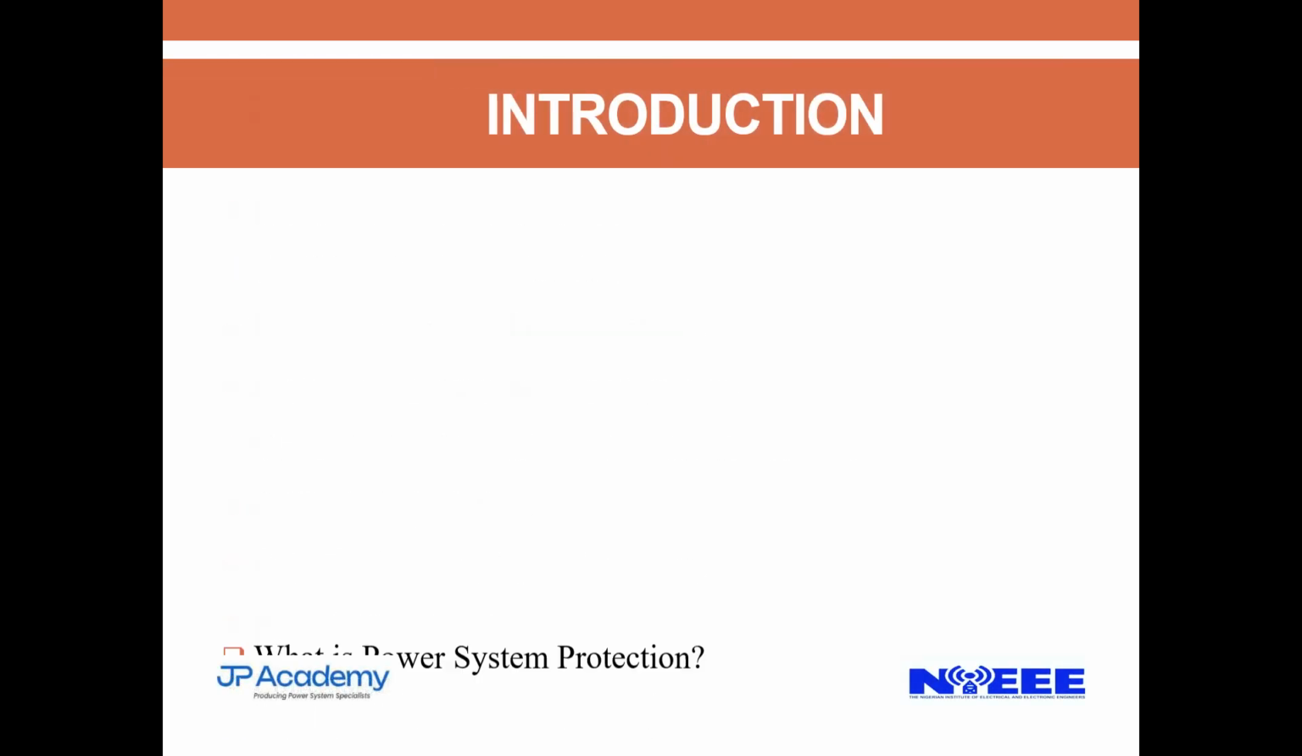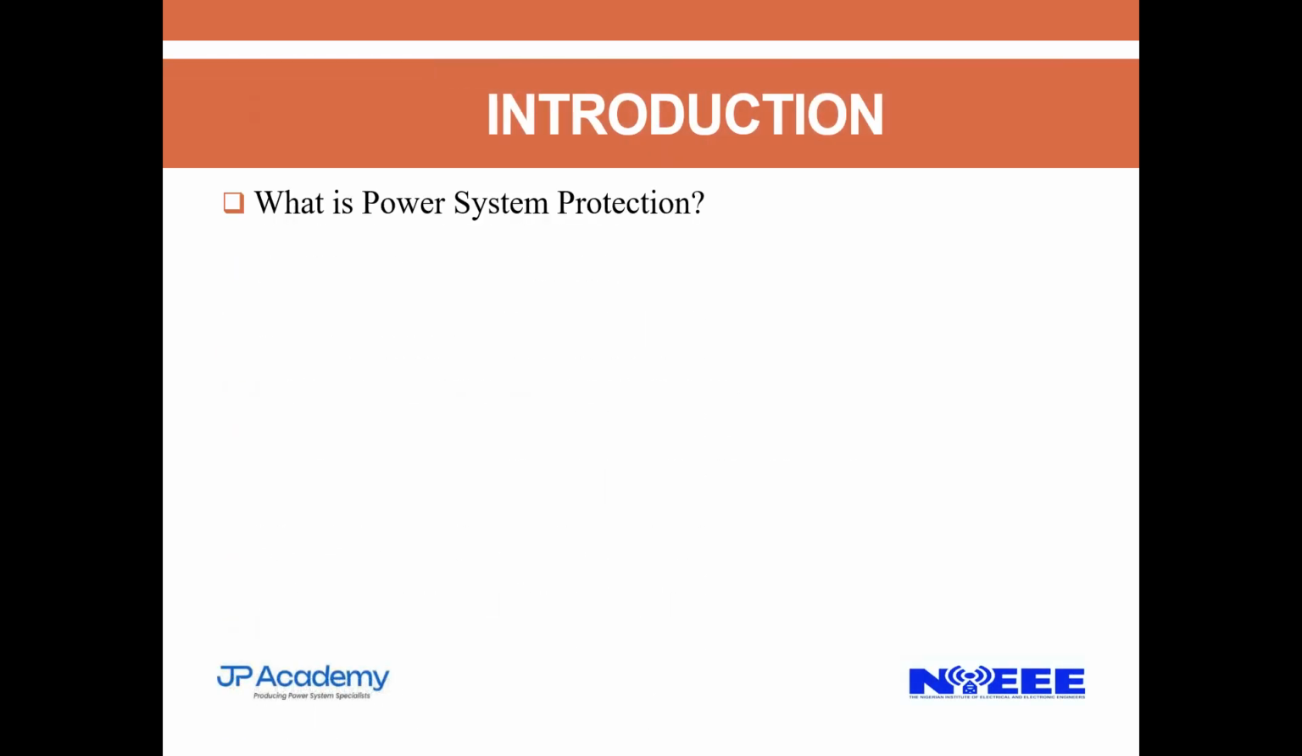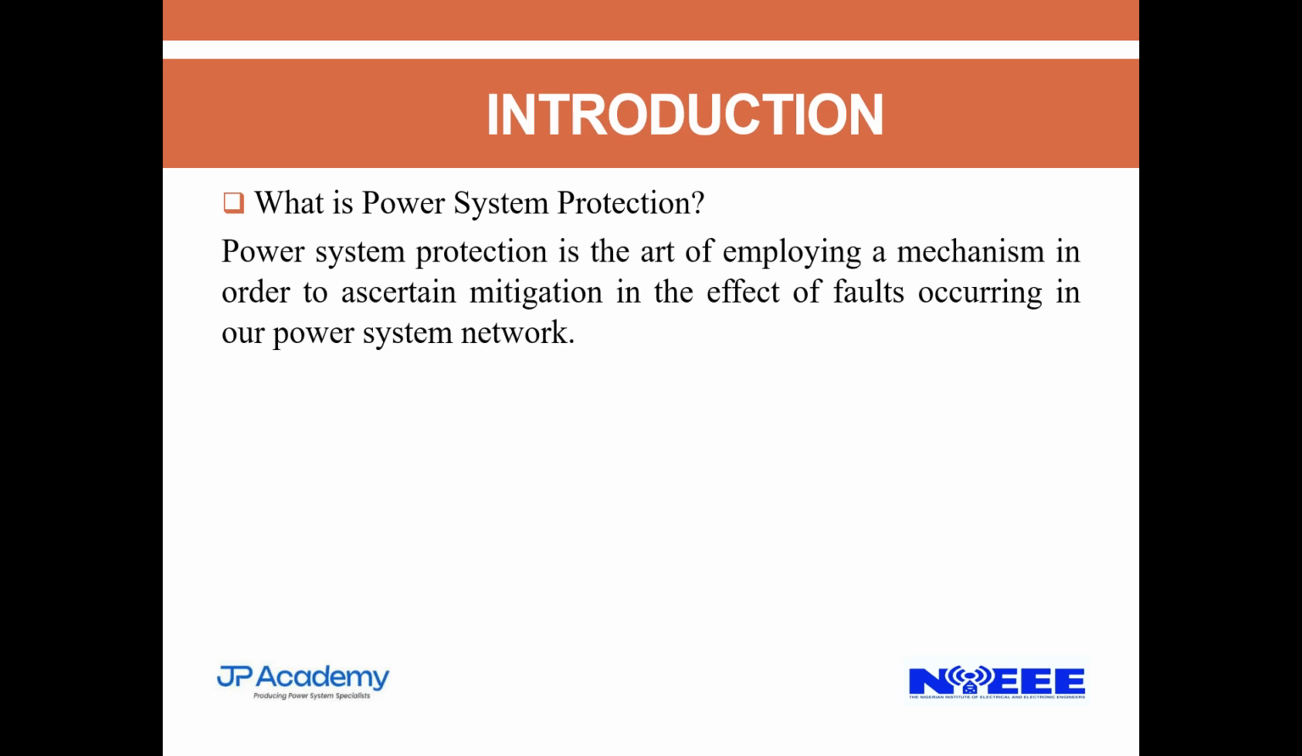So we start with the introduction. What is power system protection? Basically, power system protection is the act of employing a mechanism in order to ascertain or determine mitigation in the effects of faults occurring in our power system network.